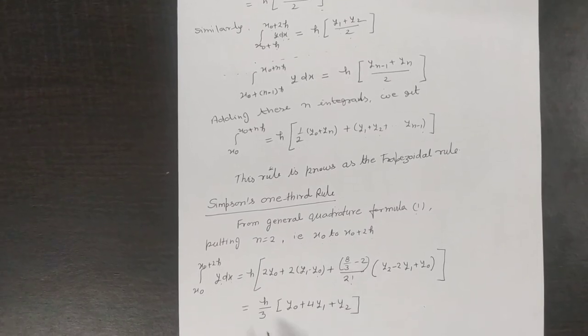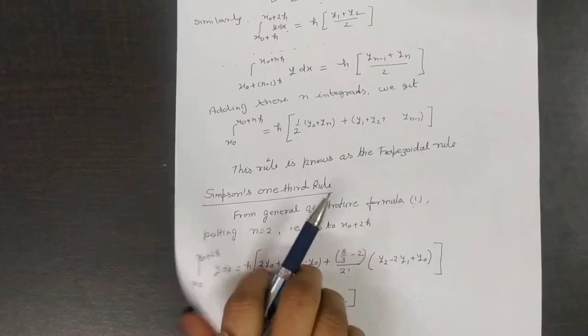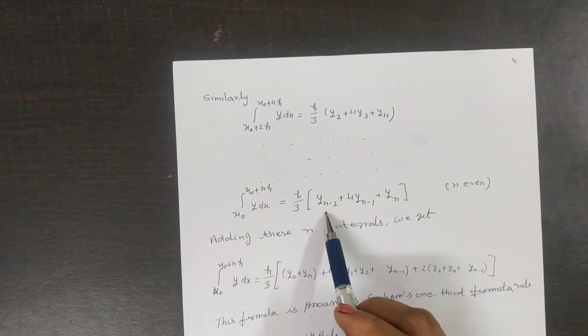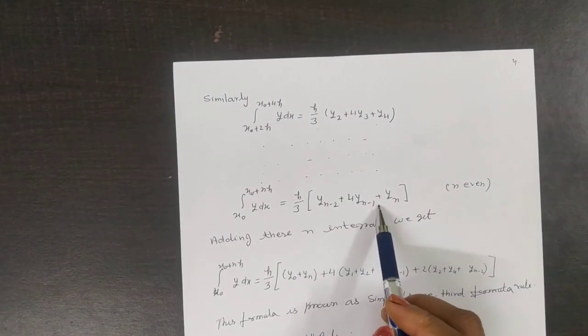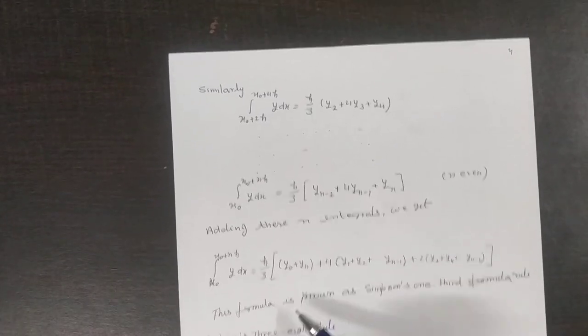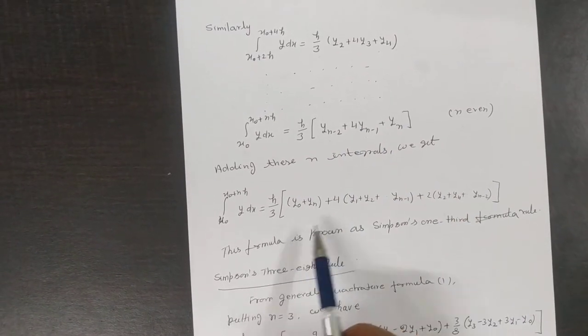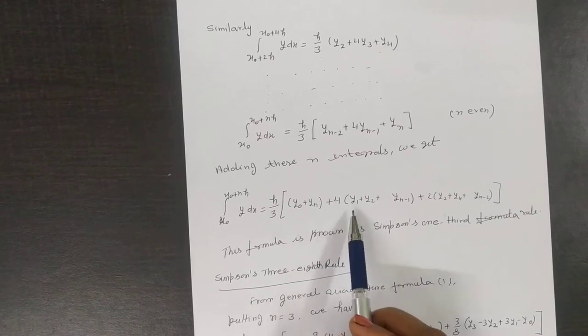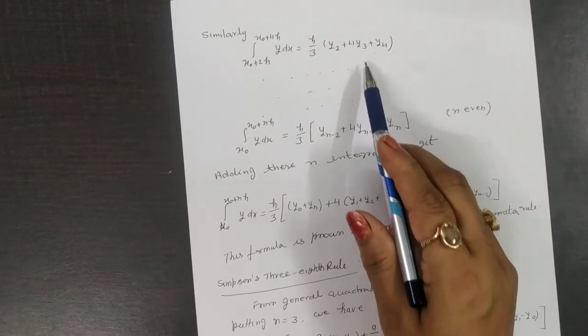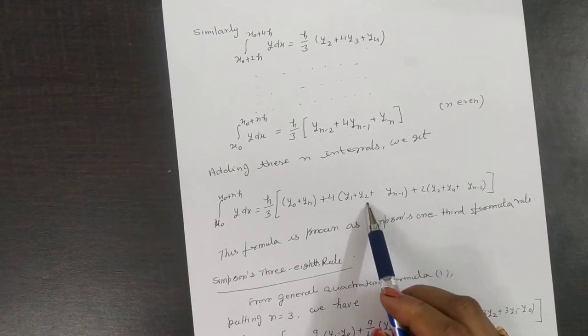On the same way, for this interval from x0 plus 2h to this one, you get again y2 plus 4 y3 plus y4. Adding these up to the last term, nth term, you get yn minus 2 plus 4 times yn minus 1 plus yn, for n is even. Adding these integrals, we get h by 3, y0 plus yn plus 4 times of this one. If you see here, the 4 times y1, and here is 4 of y3, so you get y1 plus y2 plus yn minus 1 plus 2 of even terms.